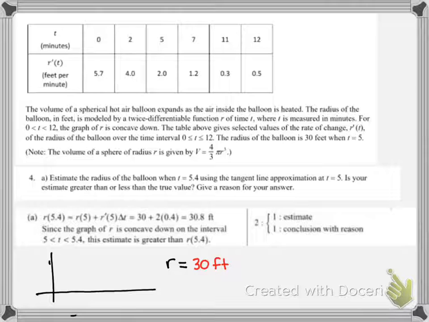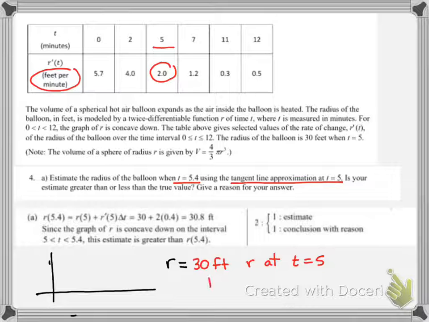So in part A, you've been asked to, using a tangent line approximation at t equals 5, estimate what the radius of the balloon is at 5.4 seconds. And so you can think about 30 feet as the radius at t equals 5. So it's going to be more than that, because at 5 seconds, the rate of its increase in feet per minute is 2.